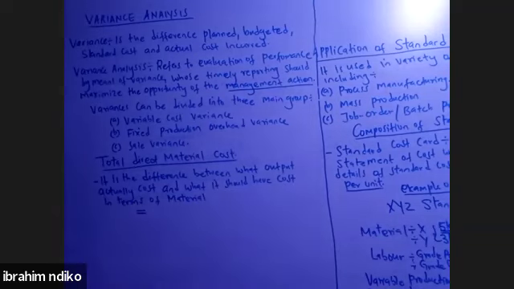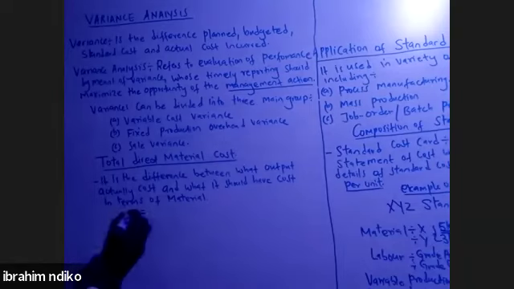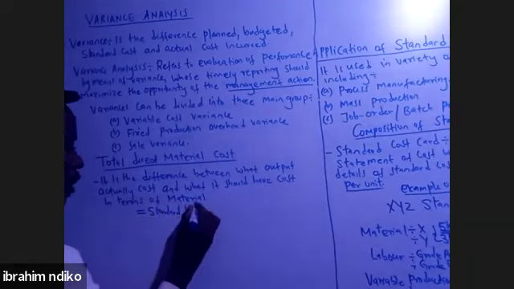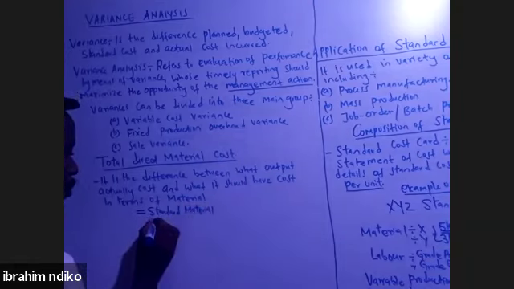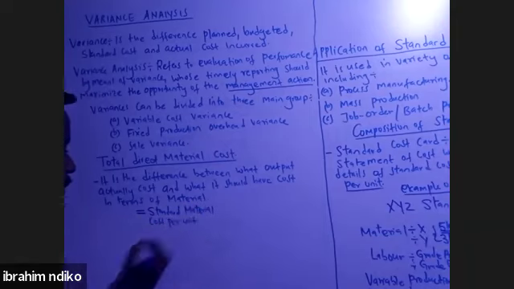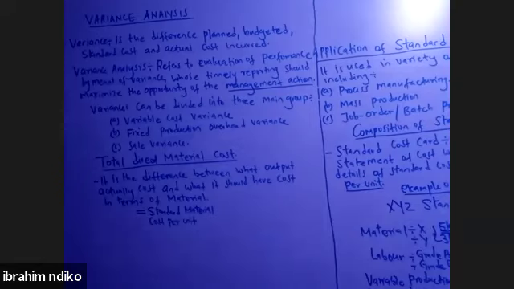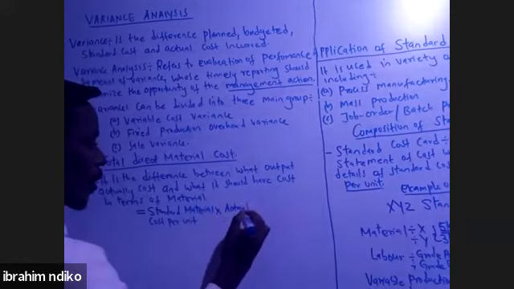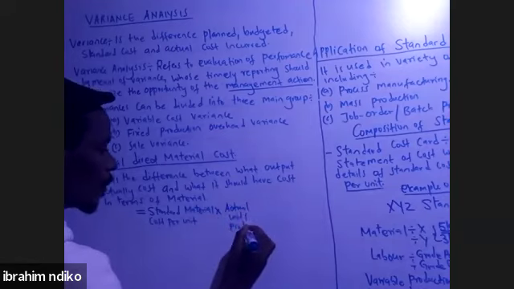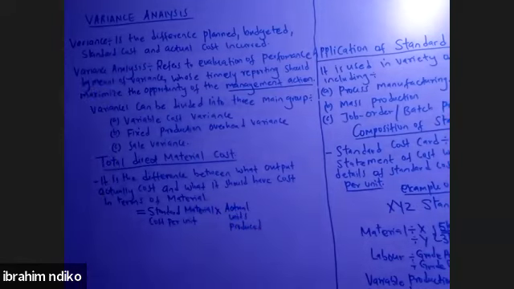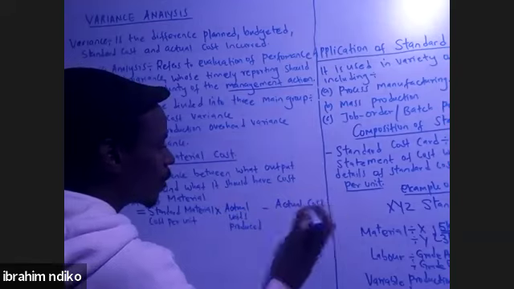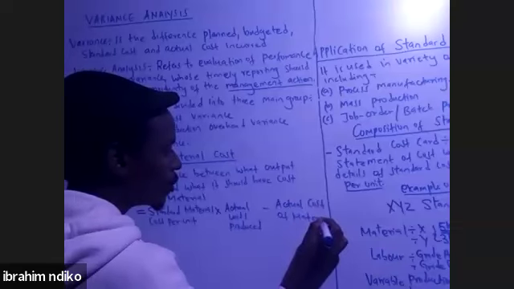So the formula for total direct material cost: standard material cost per unit, times actual units produced, minus actual cost of material.